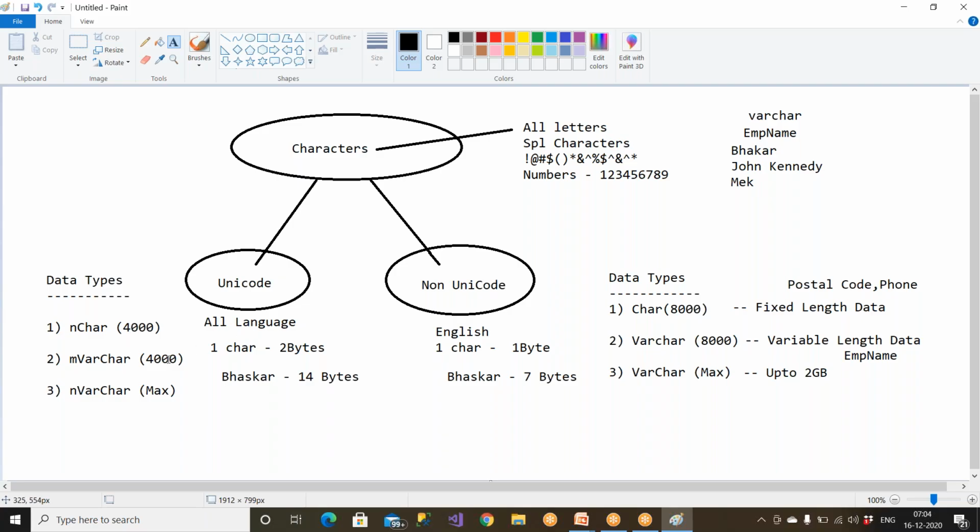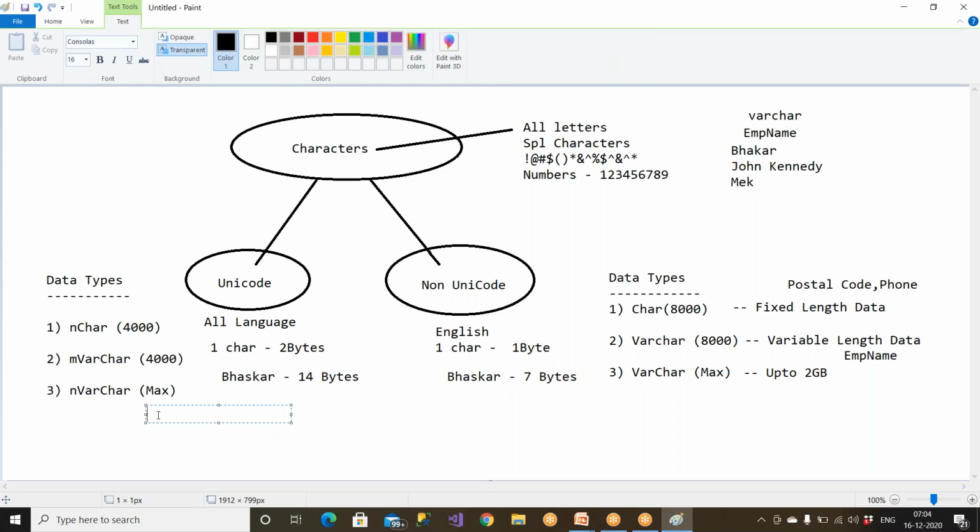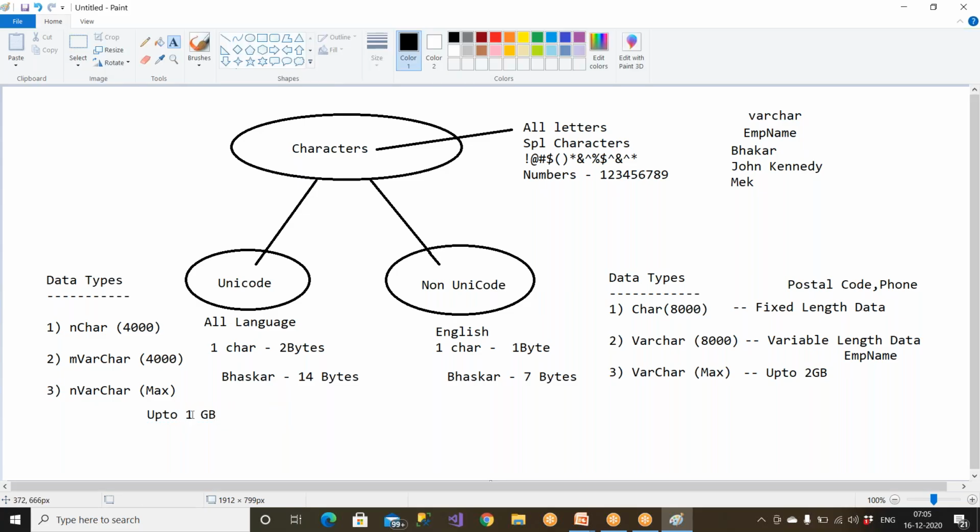So here also 4000 max, up to 1 GB of data. Okay. Up to how much data can I store? 1 GB. Why 1 GB? Because 1 GB into 2 bytes, it will become 2 GB. Clear? Why 4000? Because each character is going to be occupying 2 bytes.